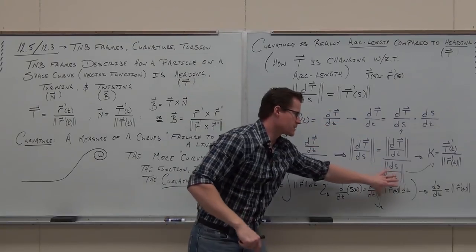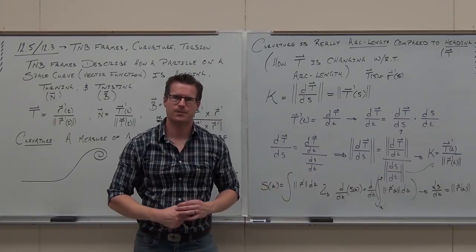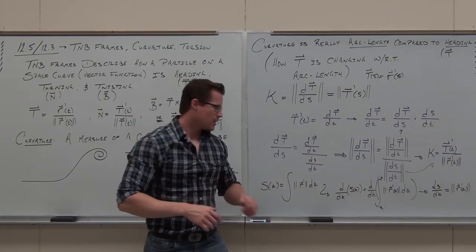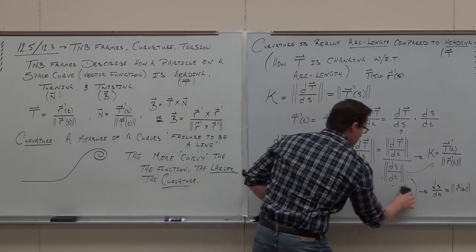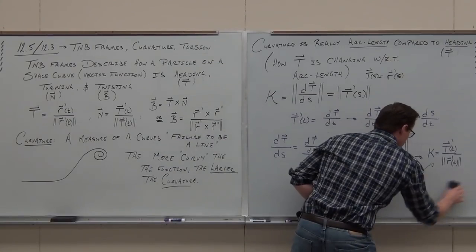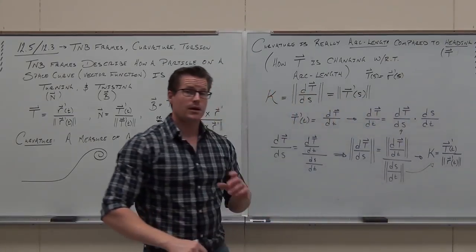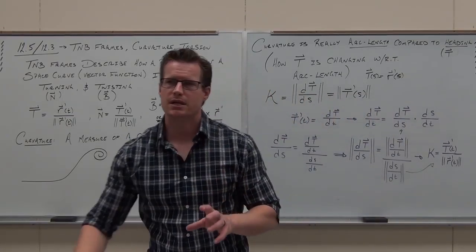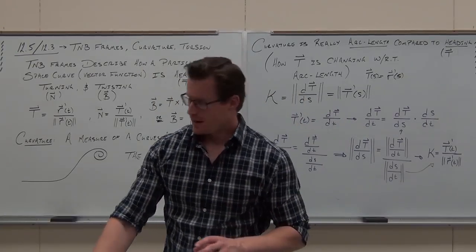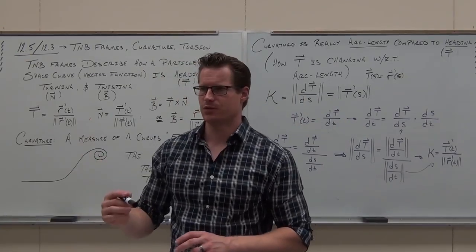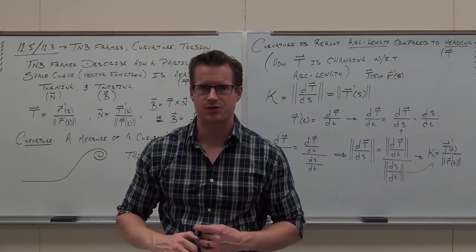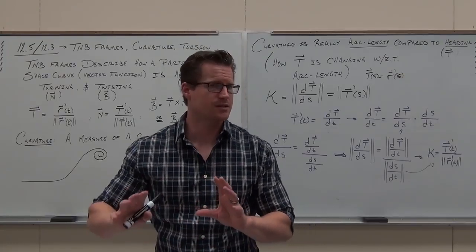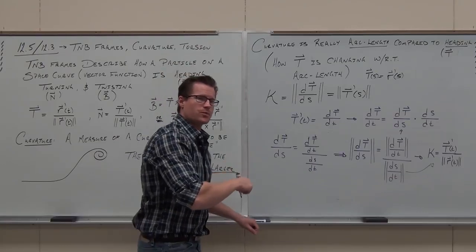Are there any questions on this part of the proof? Because I'm going to erase it, because I need to talk about one more thing. If you don't need TNB, if you only need curvature, if you don't need the osculating plane, the osculating circle, the normal plane, any of that stuff, there's an alternate formula.